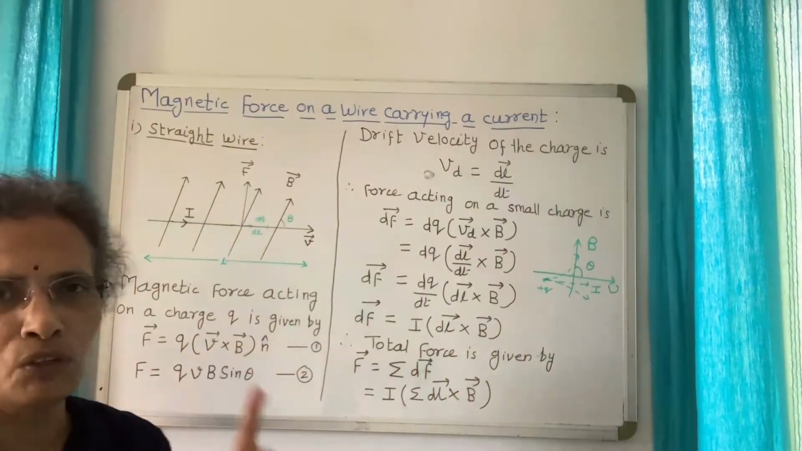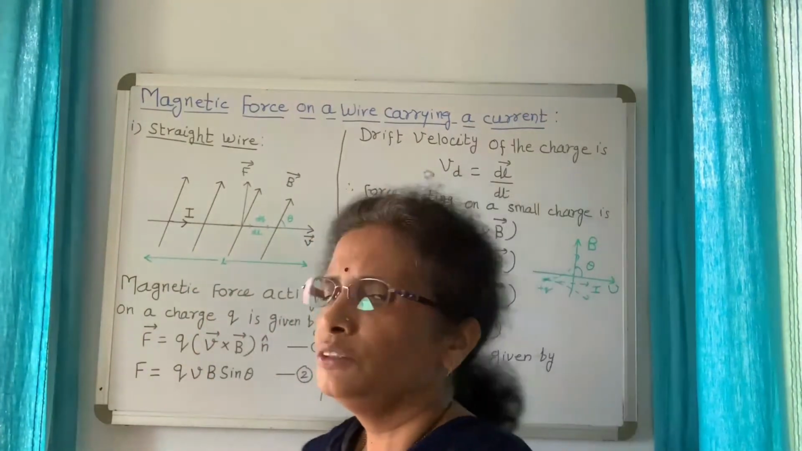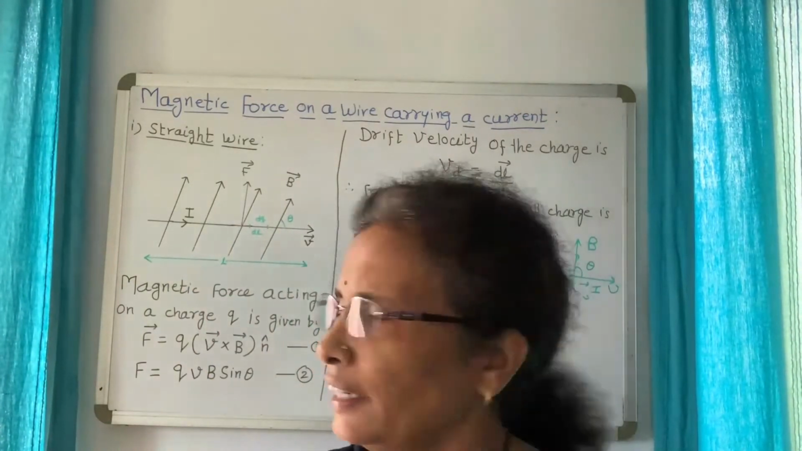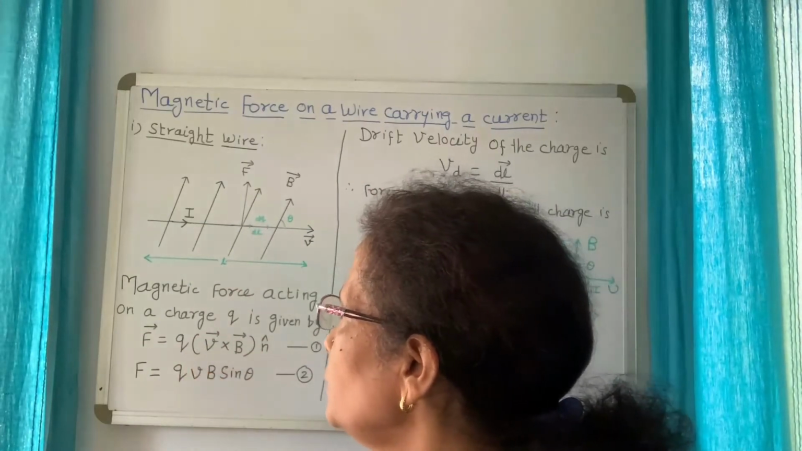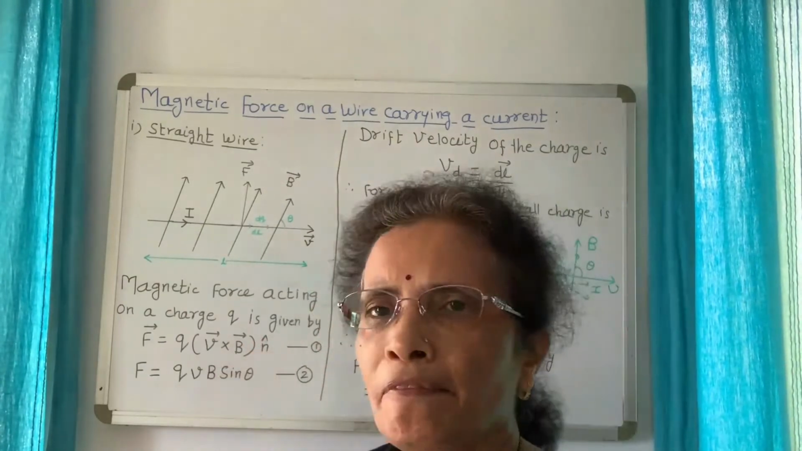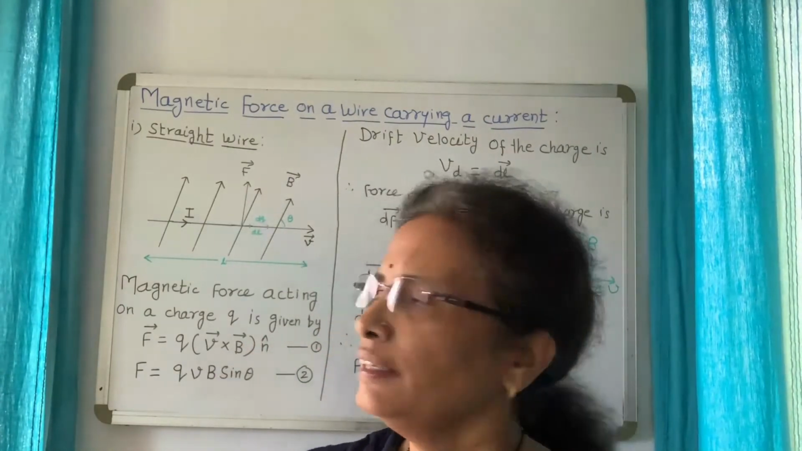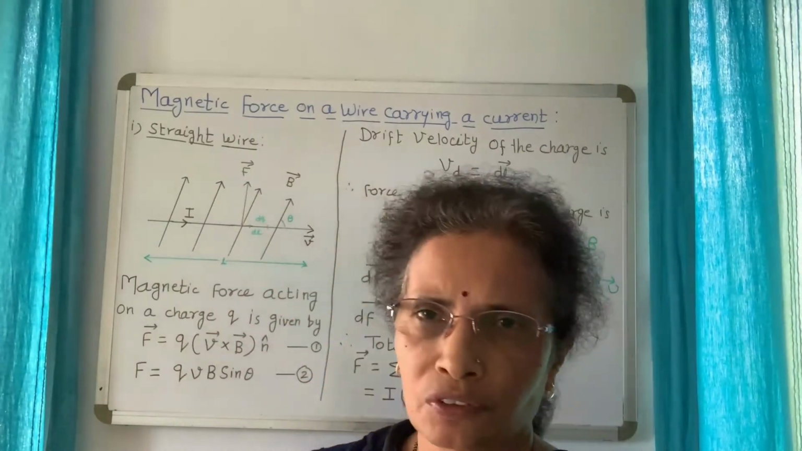Right. So this force is exerted if the charge is placed in a uniform magnetic field of induction. It will experience a force, and that force theoretically is given by Q into V cross B, and the direction is n cap. This n cap we can find out using Fleming's left hand rule also, and by using this is the direction of the force.